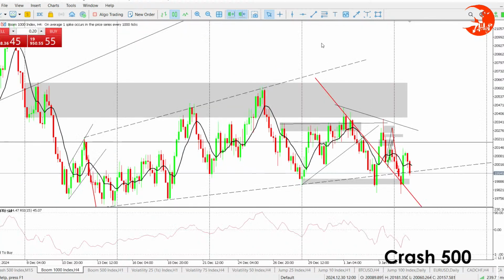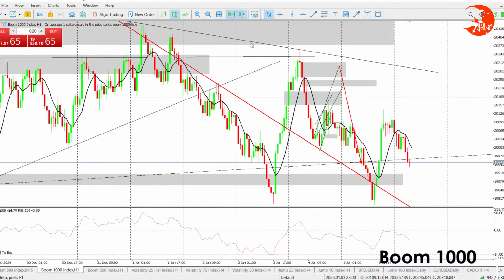Now allow me to go to Boom 1000. We last checked this and we made a lot of money on this asset. But let me first clear all these that we used to make this money. All this was internal structure that we used to make money on this asset.